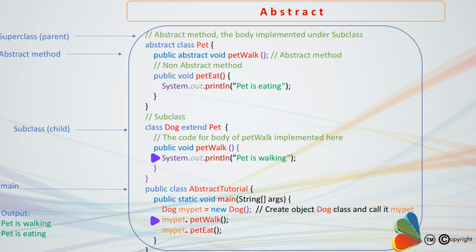Under the petWalk method, print Pet is walking. Call the petEat method. Under the petEat method, print Pet is eating. After that, run the program and display the output.